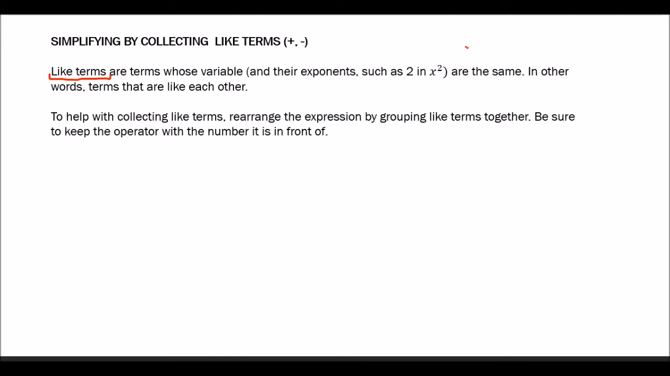So they have to be exactly the same. Now, when we talk about the variables, I'm talking about the letters. When you have a term, for example, let's say you have 3x plus 5. That's a term, that's a term, okay?